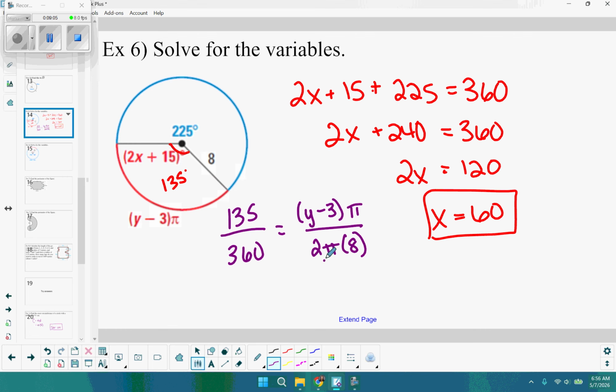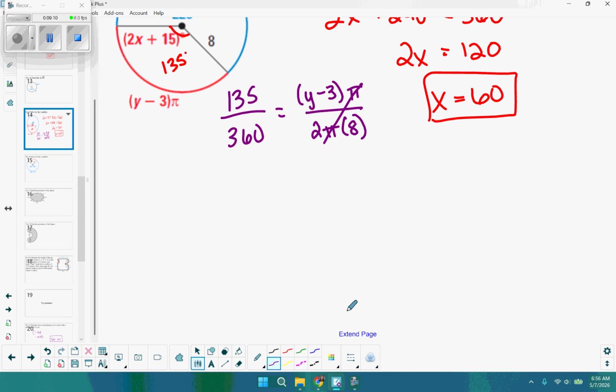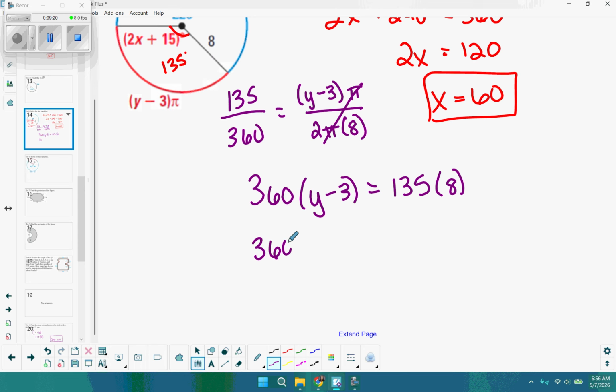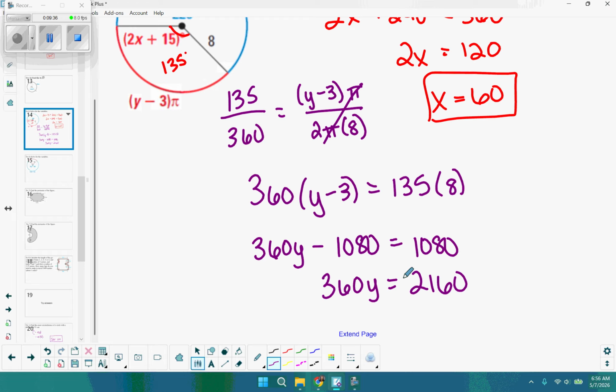What's really nice here is these pi's will cancel. So now I'm just cross multiplying this. I'm going to have 360 times the y minus 3 equals the 135 times the 8. So this is going to be 360y minus 1080 equals 1080. So when I add 1080 to both sides, I get 2160. And then dividing by 360, we get y equals 6.